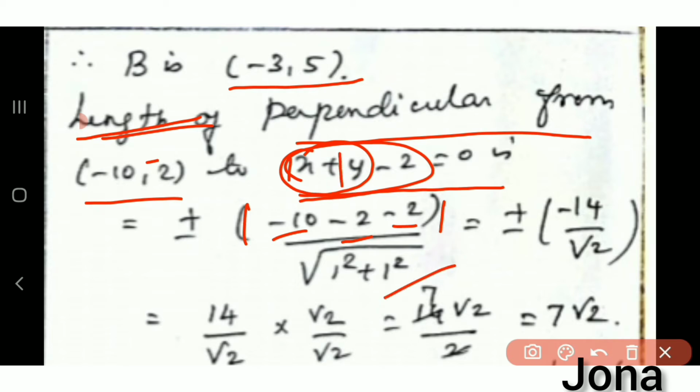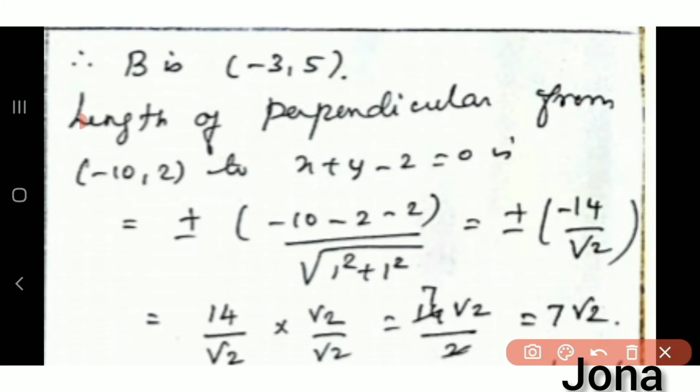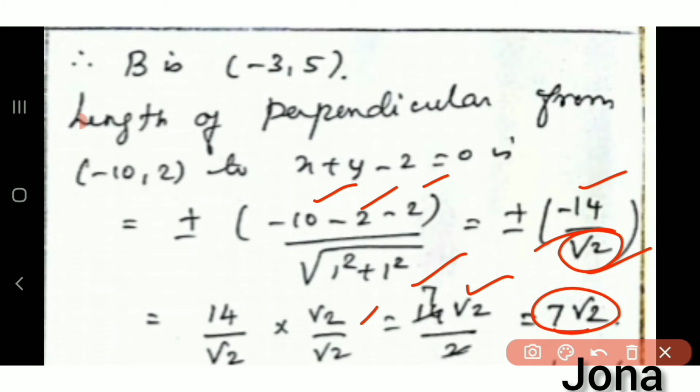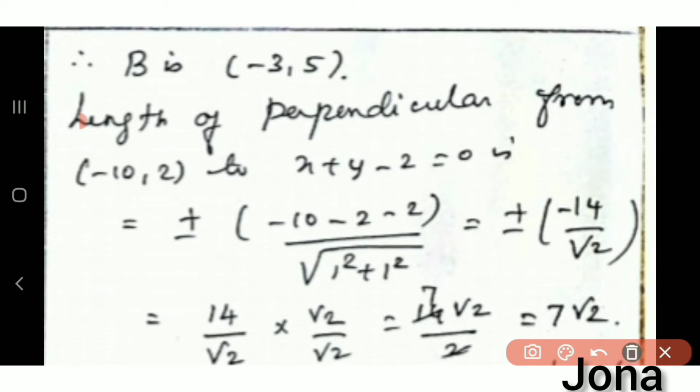If you simplify this, we have minus 10 minus 2 minus 2, that means minus 14. Here 1 square plus 1 square is 2. So root 2 is here. If you want to rationalize this, multiply along with root 2 by root 2. So that we have 14 root 2 divided by 2. If you cancel this, we have 7 root 2. That is plus or minus 7 root 2.